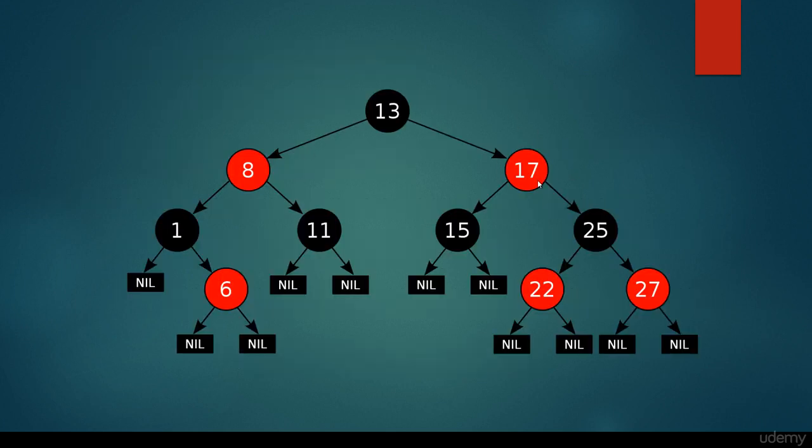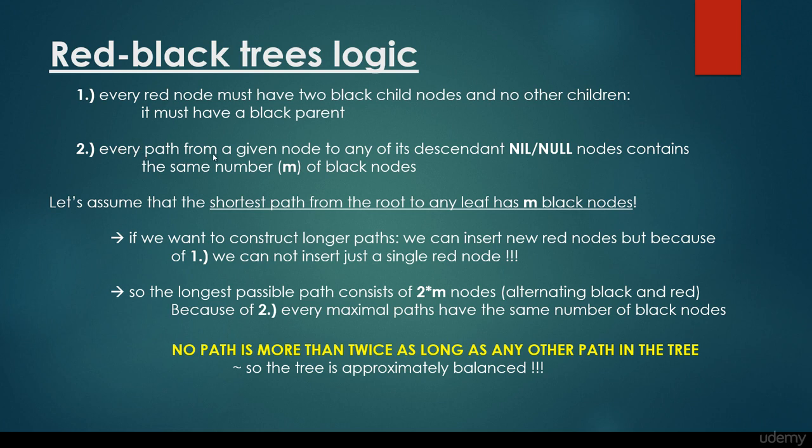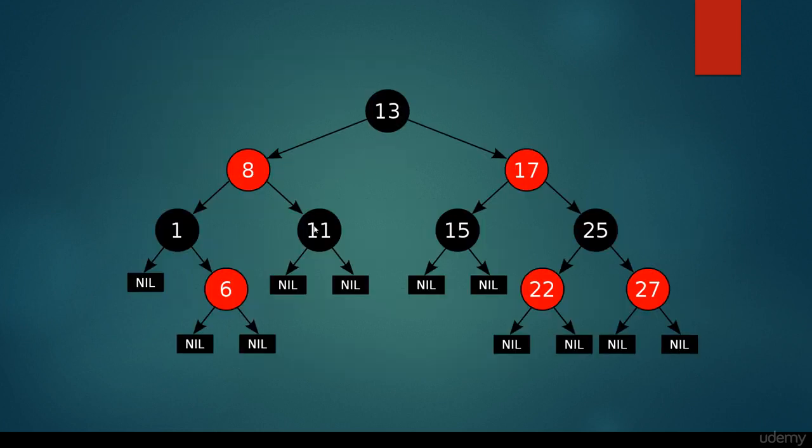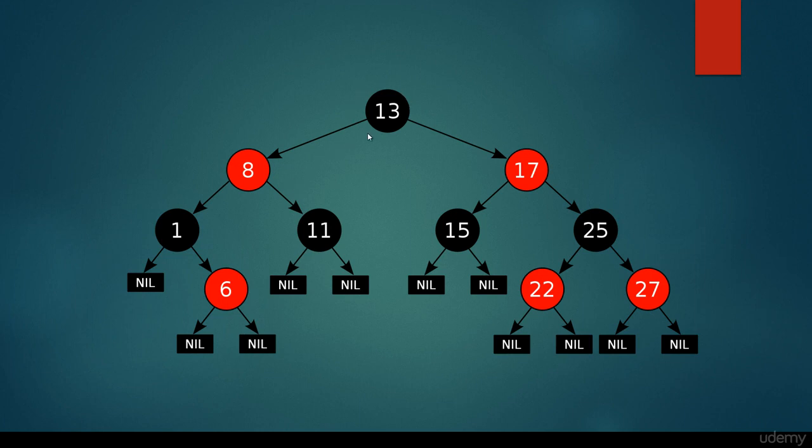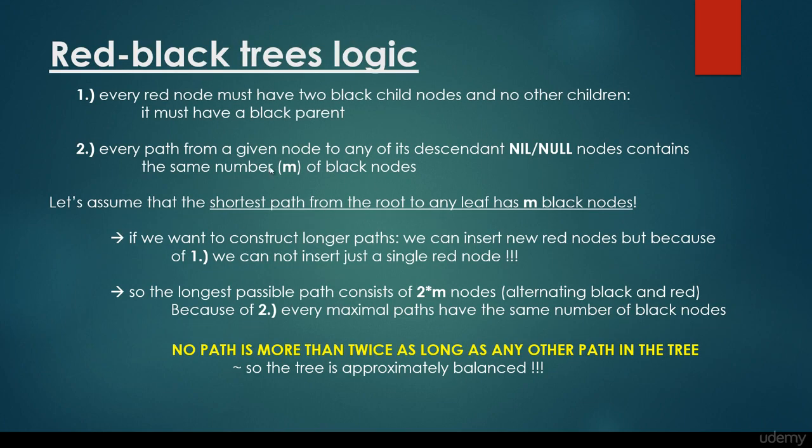So, for example, this is a valid red-black tree. As you can see, all the red nodes have two black children, and the parent of every single red node is black as well. And every path from a given node to any of its descendant null nodes contains the same number of black nodes. In this case, M, the number of black nodes, is equal to 1. If we start with the root node, no matter what path we consider, there's a single black node.